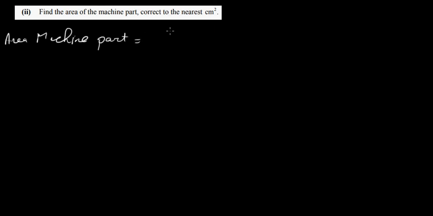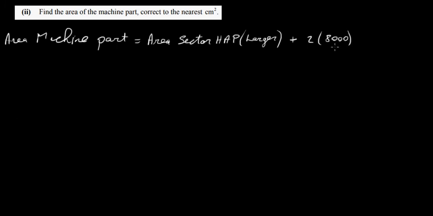So that's just going to be the area of the sector, the area of a sector HAP. Now this is the larger one, the larger sector. This is the large circle, the one on the left. So then we're going to double, remember, 8,000. Remember, we've already worked out the area of that quadrilateral, so we've got to double it.